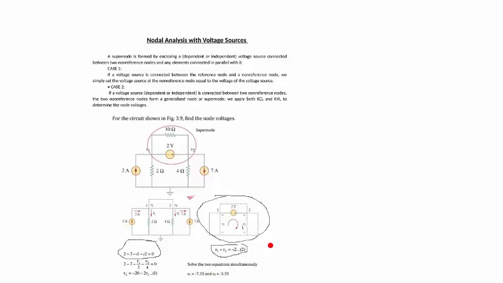This is the only difference for supernode. Whenever you see a voltage supply between two nodes, that is known as your supernode. And note that if there is a resistor in parallel with that supply, you take that out as well, like it's been removed here.